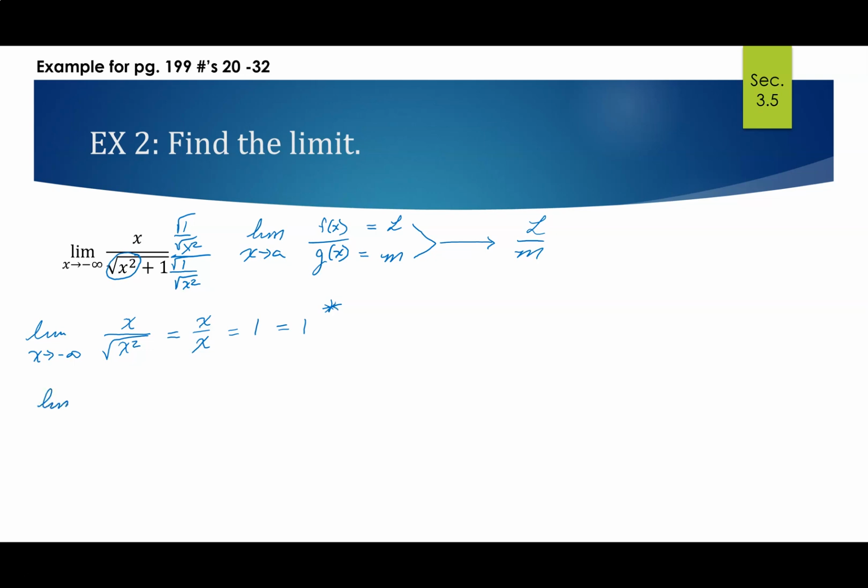Now, looking at the denominator, I want the limit as x goes to negative infinity of the square root of x squared over x squared, because as the radicals come in, they're all under one radical. And then I have 1 over x squared. If I look at these terms individually, that's technically the limit of the square root of 1 plus the limit of 1 over x squared.